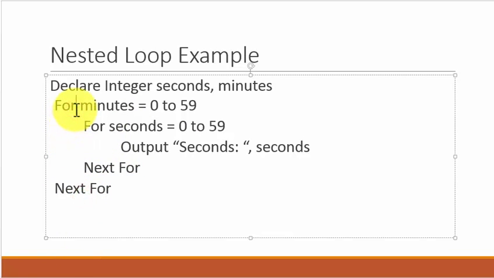Now you may be wondering, how does the computer know? Well, since we started a for before ending the first for, how does a for end? By using next for.